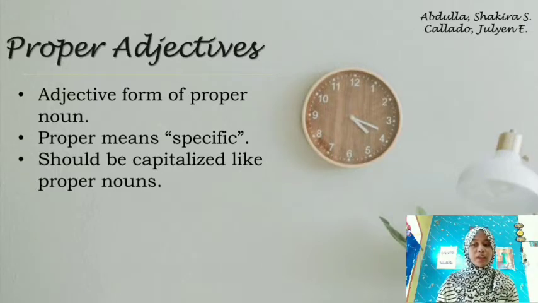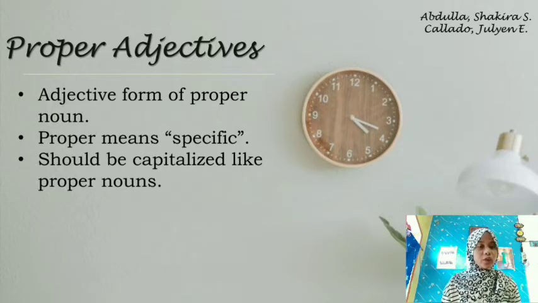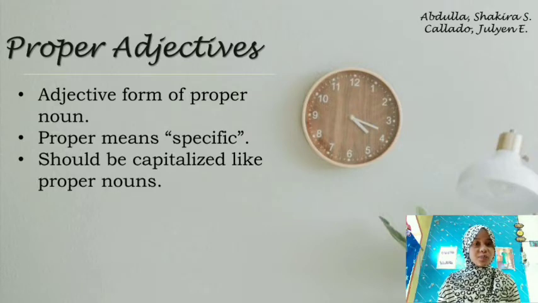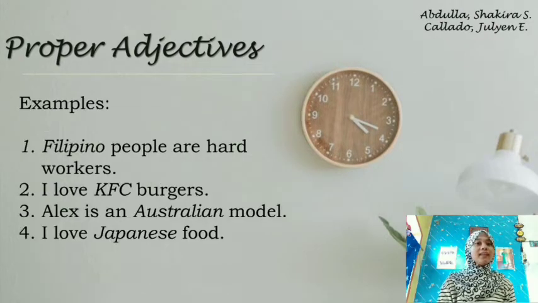Number two, those that come from names of people, usually famous people. Like my example a while ago, Shakespeare, the proper adjective that can be derived from the proper noun Shakespeare is Shakespearean. Darwin, Darwinian. Jesus Christ, Christian. Now, let us take a look at these examples.